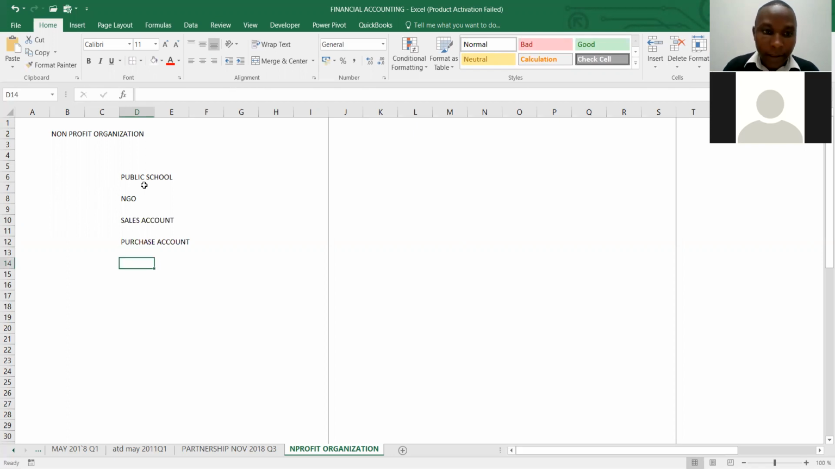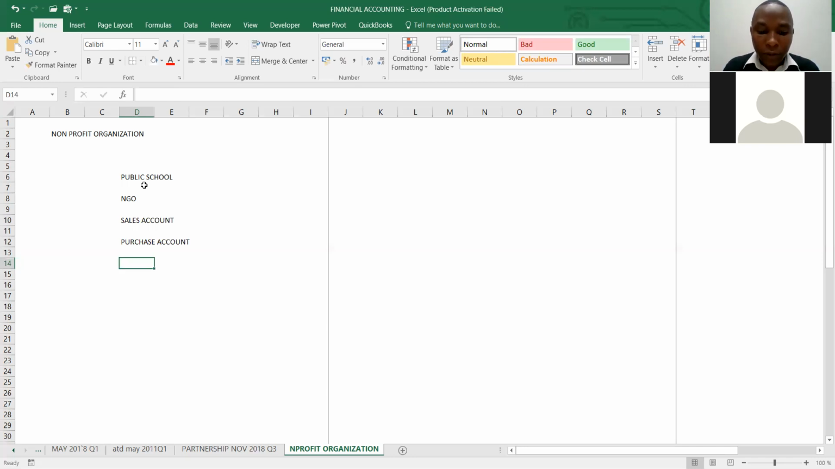And then there are some other accounts you need to prepare for a non-profit organization. Even clubs, like football clubs, in Kenya we have the famous club Gor Mahia. Gor Mahia is a non-profit organization. Inside this club, they will have canteens and pool tables, so they will have segments of profit. If it is a club, members have to contribute a certain amount if you are a registered member.